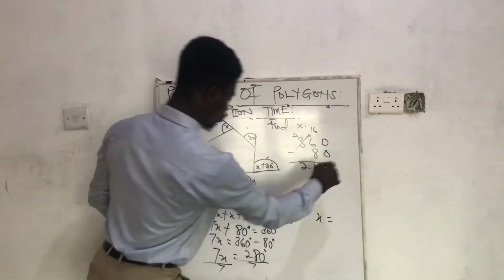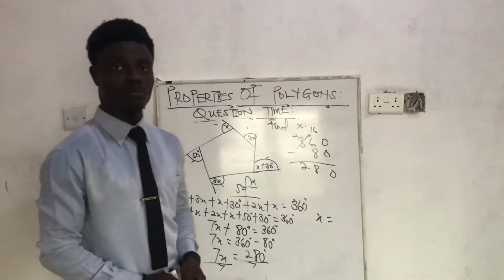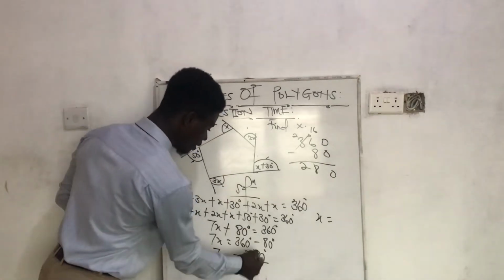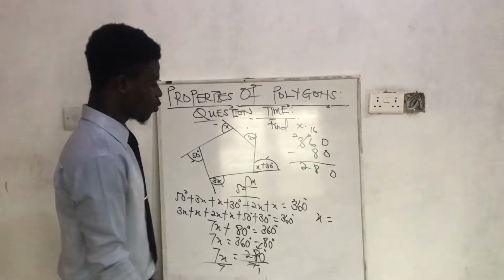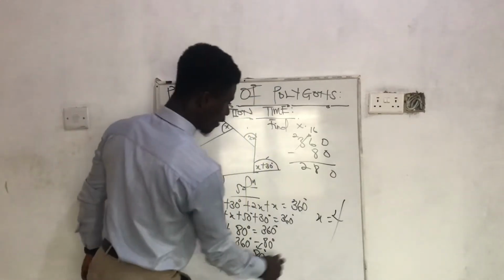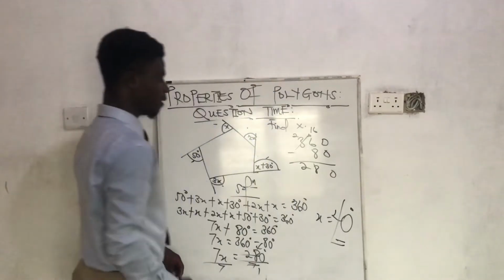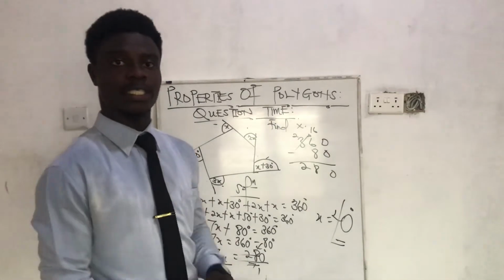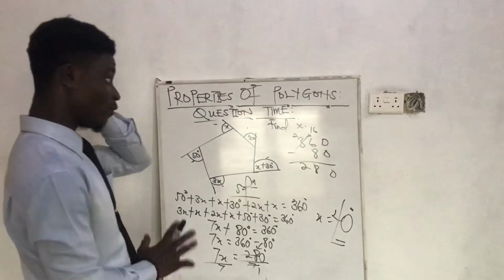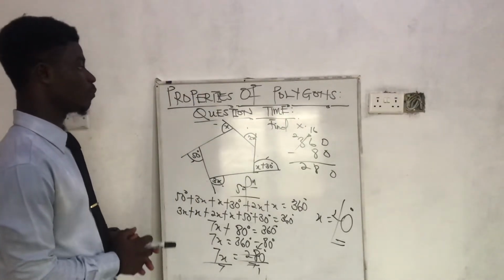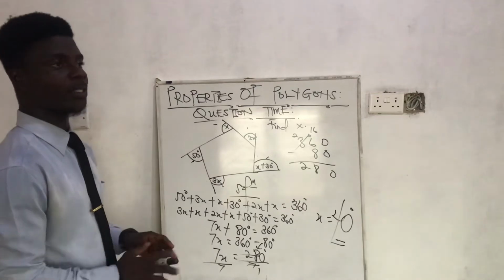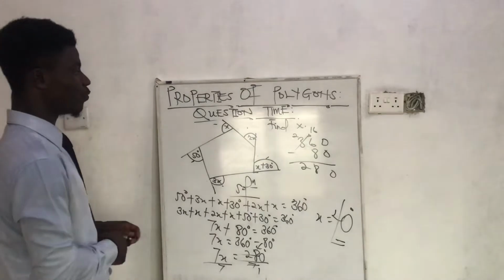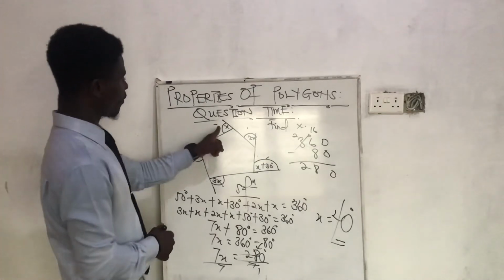Then I get x to be equal to, because we are dividing both sides by the coefficient of x, 280 divided by 7. 7 into 28 is 4, then I have my 0, which is 40 degrees. So the value of x is 40 degrees. Sometimes they can tell you to list all the exterior angles of this polygon. So we have x to be 40.